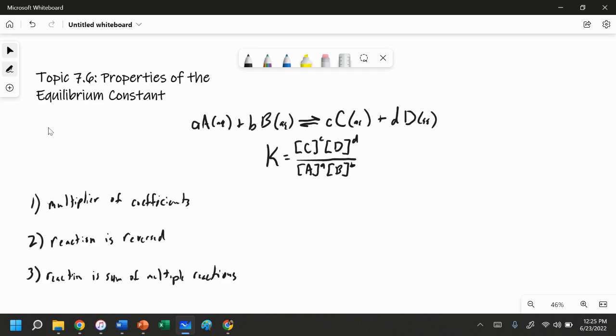For this review video, I have given you a generic chemical equation that is shown at equilibrium, substance A reacting with substance B to produce substance C and substance D. And again, this reaction is at equilibrium, and the equilibrium expression is given right below with the equilibrium constant equal to the products concentrations divided by the reactants concentrations.